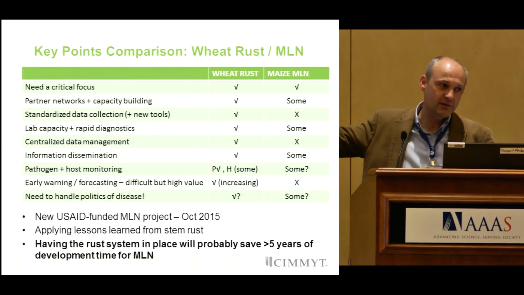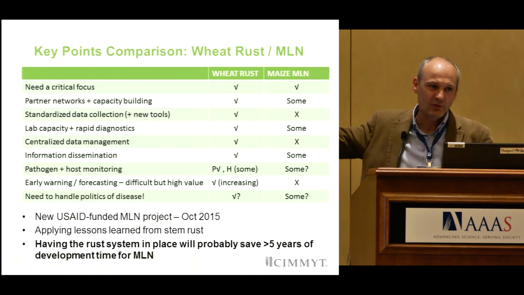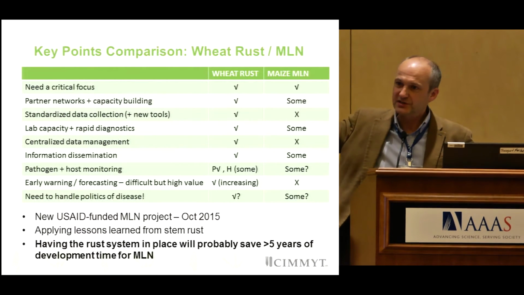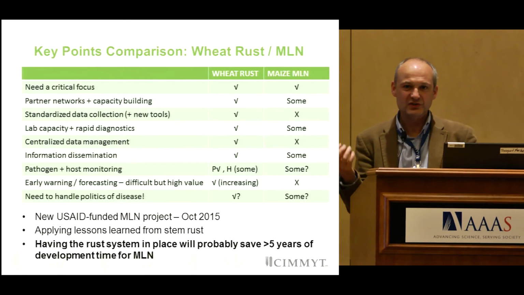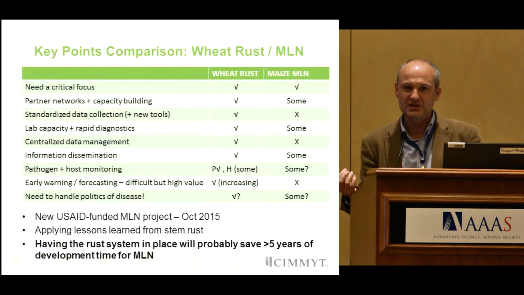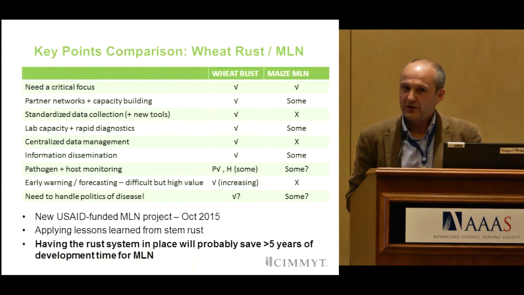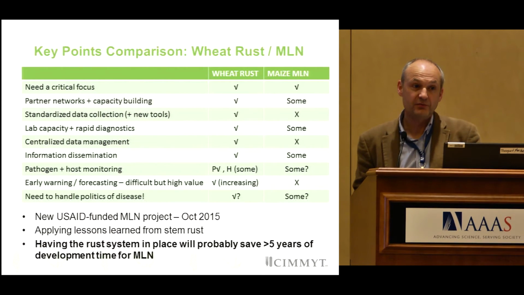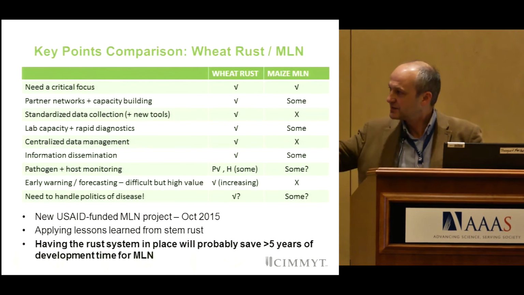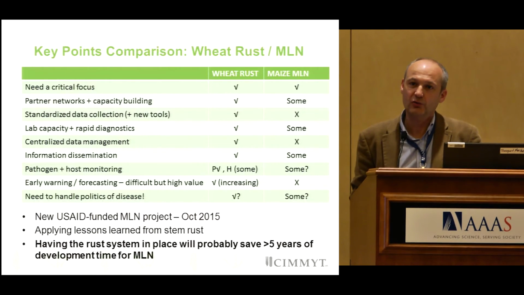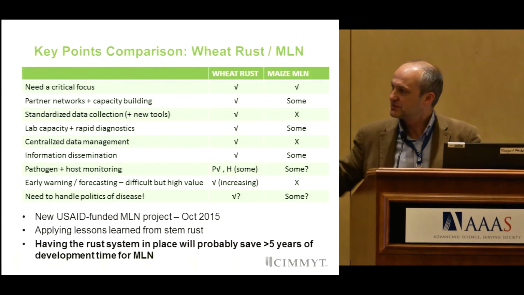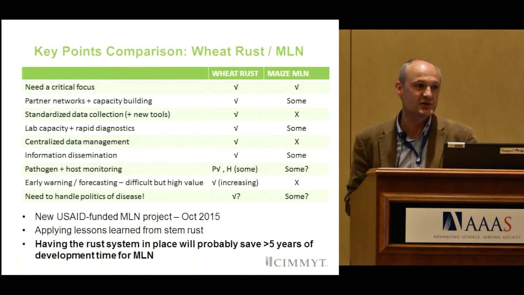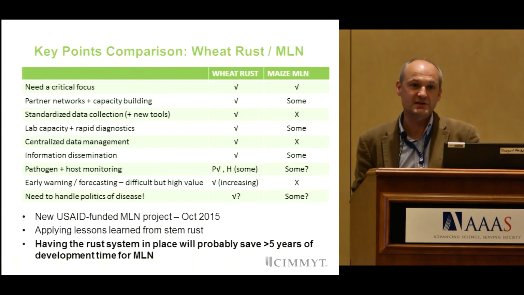But with maize MLN, we haven't done that yet. We've got the critical focus, just the detection of this devastating new disease. That's our focus. USAID have now come in with some funding, and we've been able to apply the lessons we learned from stem rust, and really it's basically going to fast track the whole process. What we've learned with stem rust and what we've been able to do, we can slash the development time to get operational systems for MLN dramatically.